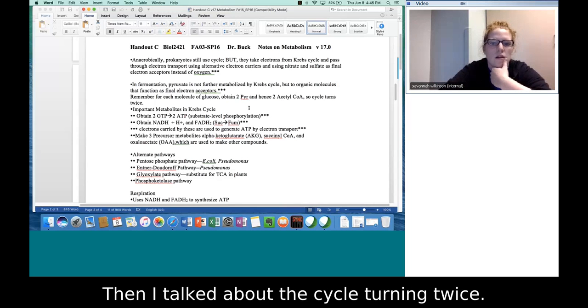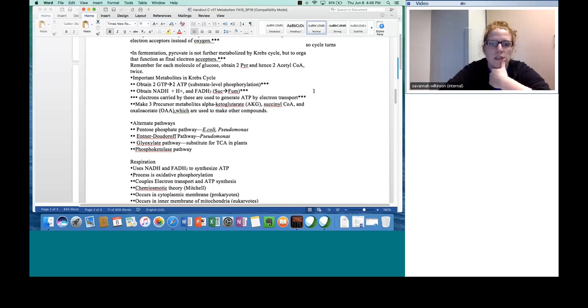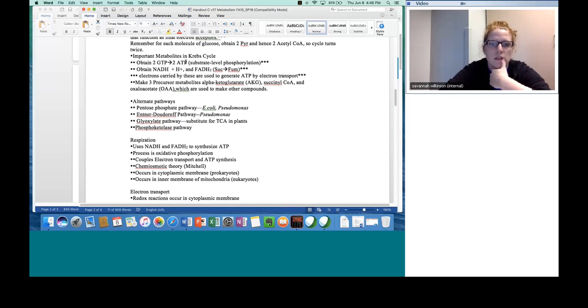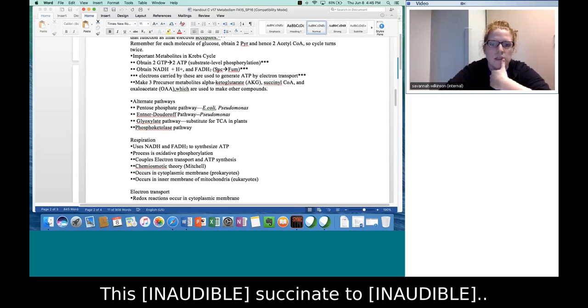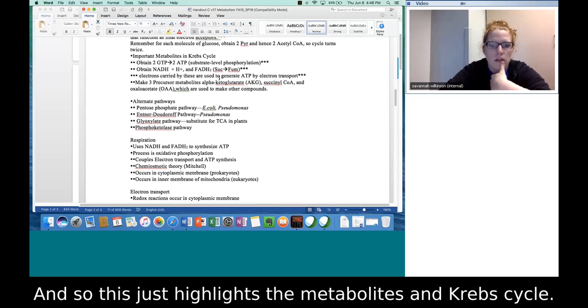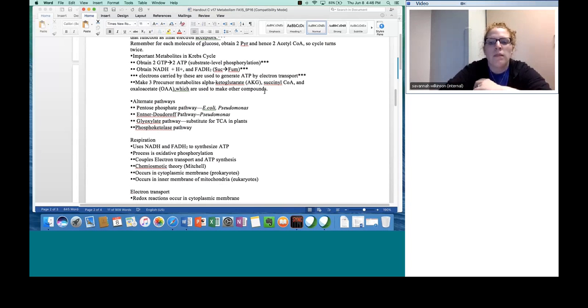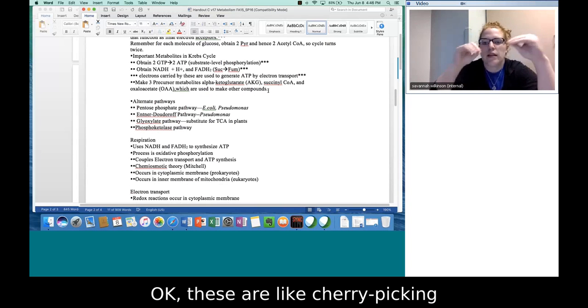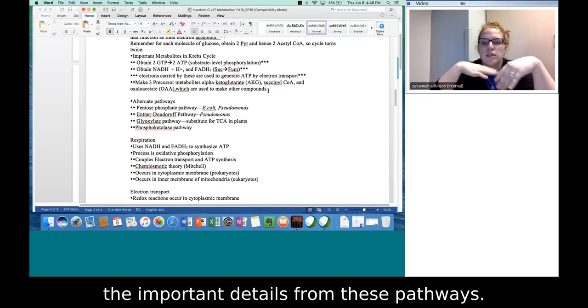Then I talked about the cycle turning twice. This means succinate to fumarate. So this is just talking about the metabolites in the Krebs cycle. These are like cherry picking the important details from these pathways.